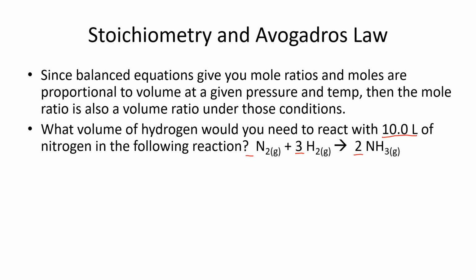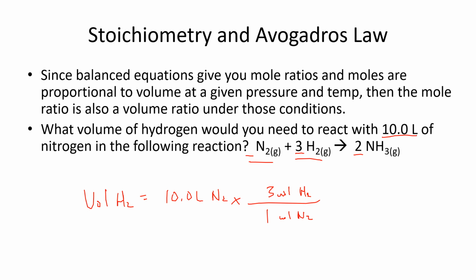So it says, what volume of hydrogen would you need to react with 10 liters of nitrogen in the following reaction? So hydrogen to nitrogen. So if I want to know the volume of hydrogen, and I know I have 10.0 liters of nitrogen that's reacting, well, I can just use the ratio from the balanced equation, because it's not just a mole ratio, it's a volume ratio as well. So it's 1 mole of nitrogen to 3 moles of hydrogen, and so 3 times 10 is 30 liters of hydrogen would be needed.